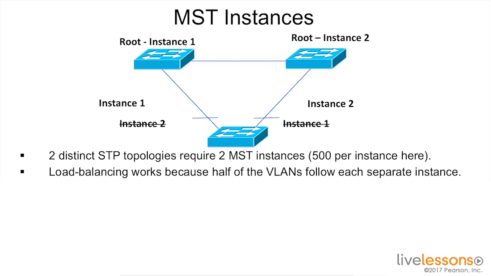Therefore, to the switch below, I am able to load balance instance 1 up the left link, where instance 2 is blocked on the left link, and I can send the rest of my VLANs with instance 2 up to the right switch, while instance 1 is blocked on that link.